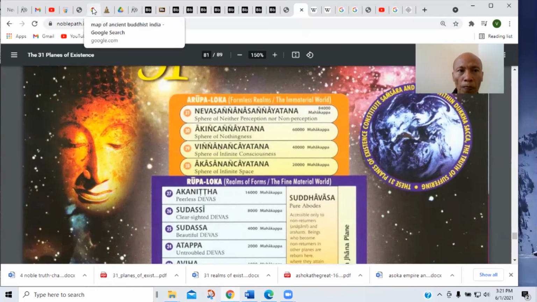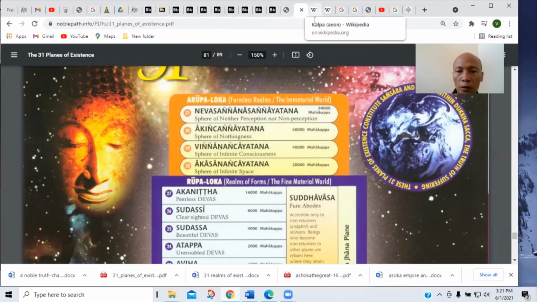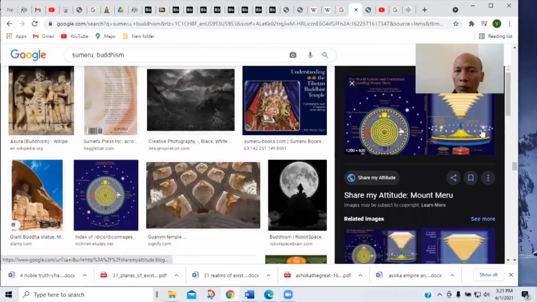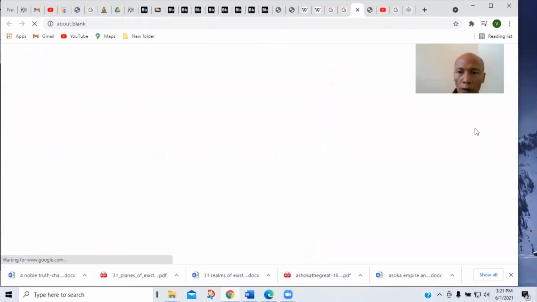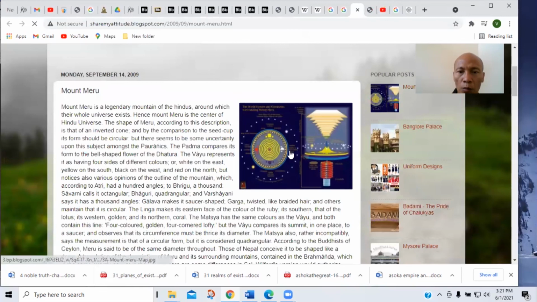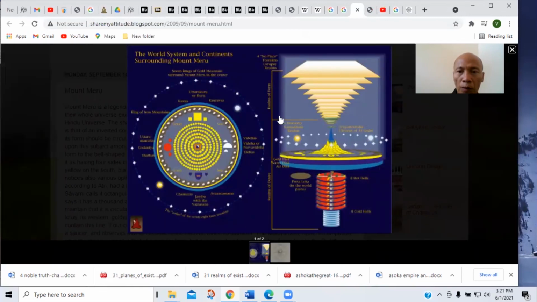Okay, so let me show you this chart. So here we have Mount Sumeru, and we have cold hells, 8 types of cold hells, 8 types of hot hells. The petas, that means the hungry ghosts, realms, and this is the realm of human.